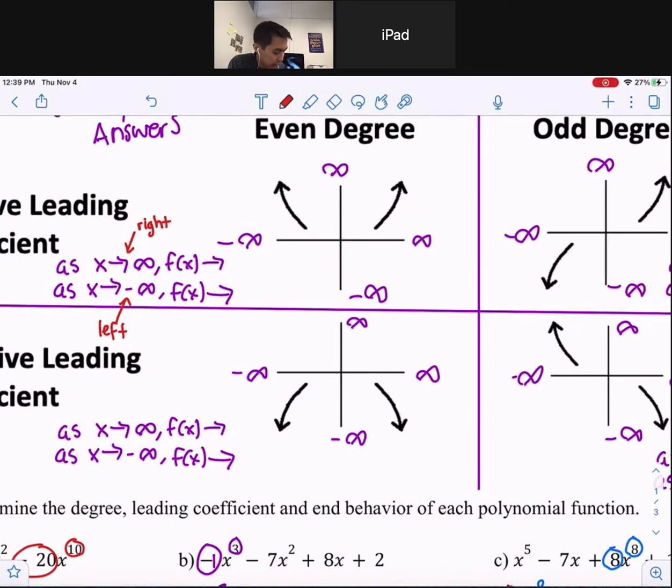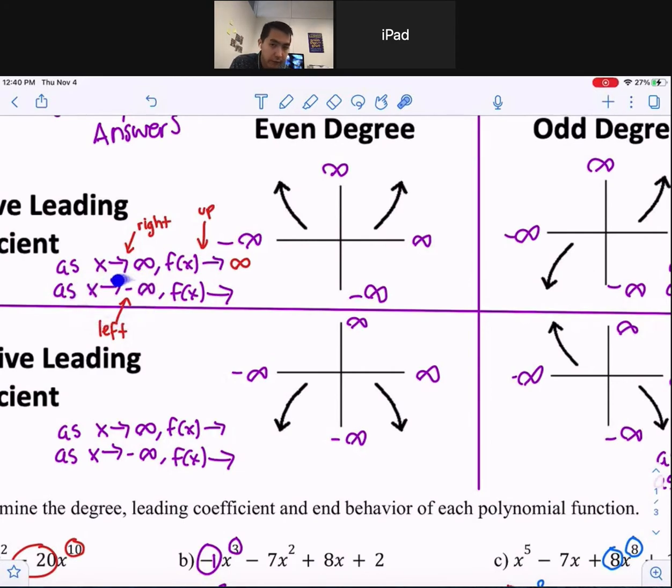So as x approaches infinity, if you're going to the right, what is f of x doing? Or what is the direction that this arrow is moving? As you can see, this arrow is going up. So f of x is approaching positive infinity, which means it's going up. As x is going to the right, looking at the right arrow, that means f of x is increasing, going up.